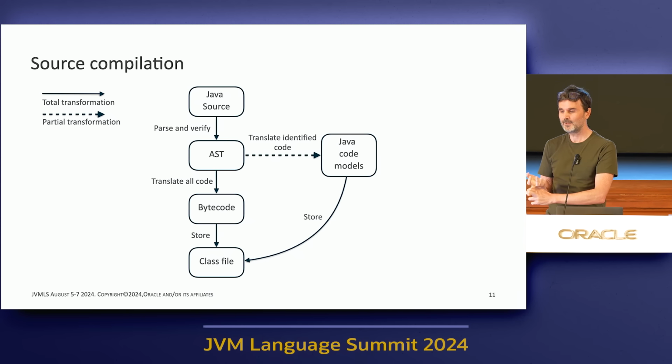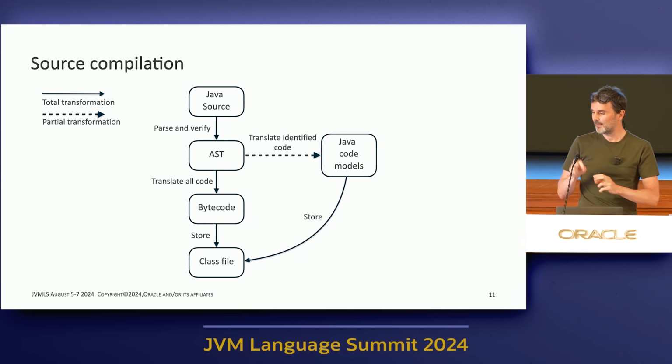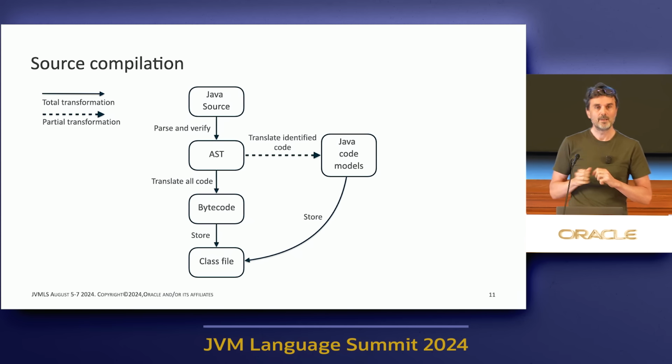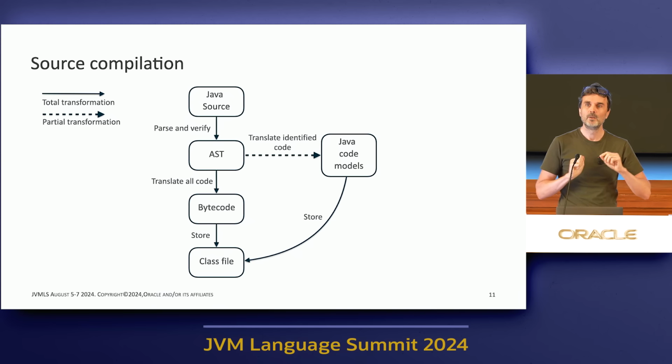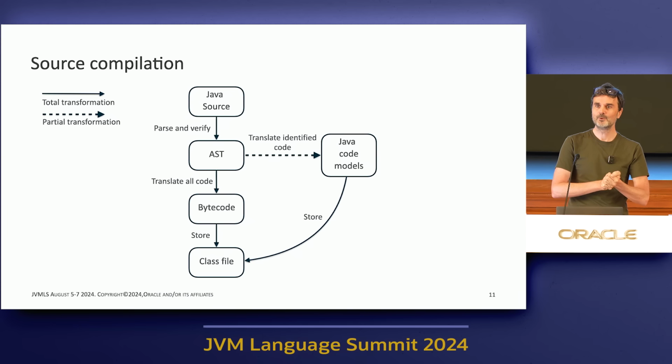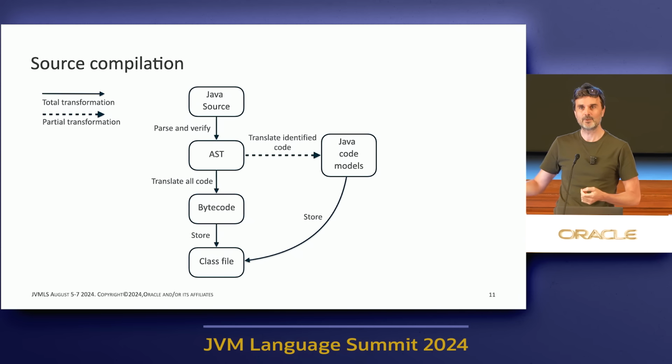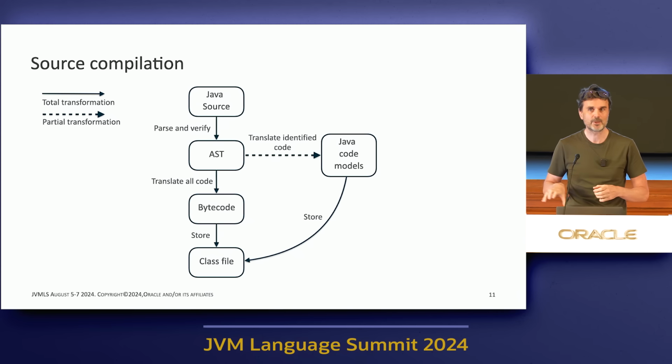So we're storing two things into the class file here. And this is a partial transformation, in part because code without the annotation won't work, but also we're not sure how much of Java source we can fully translate into code models. There are certain restrictions where we may not be able to translate all Java language constructs. However, we're working to try and translate as much as possible.